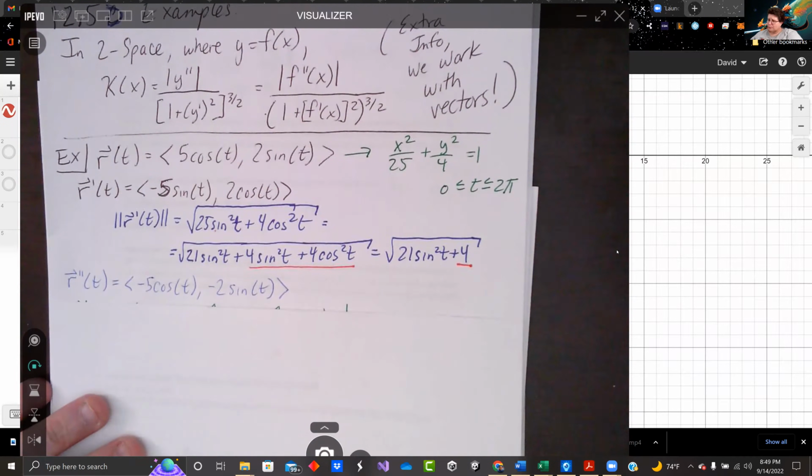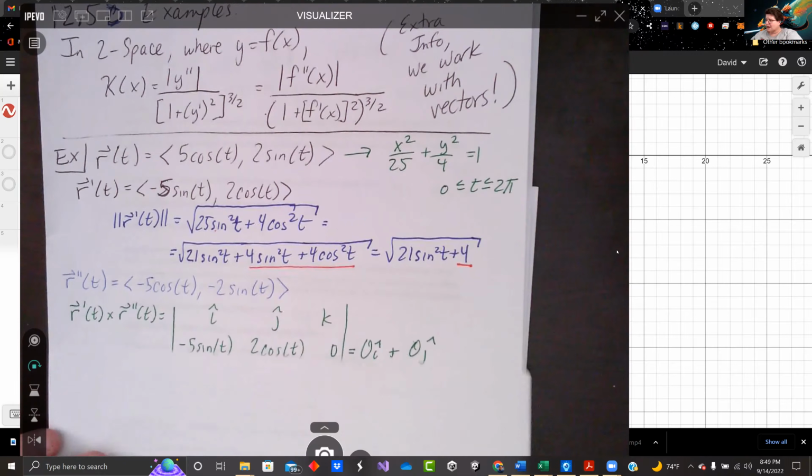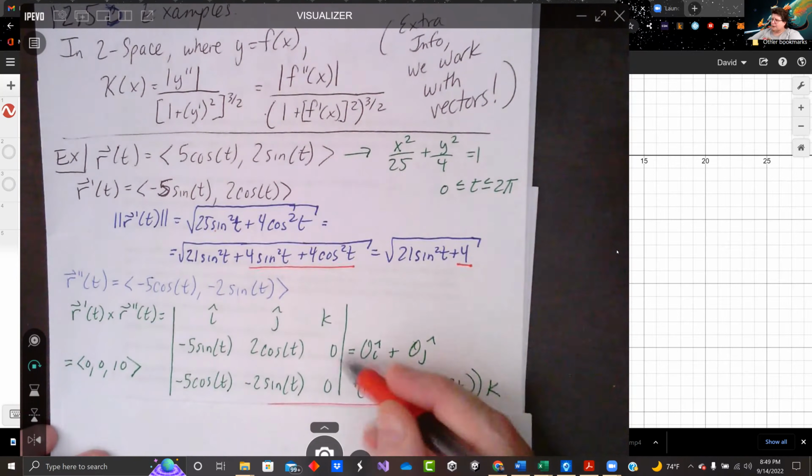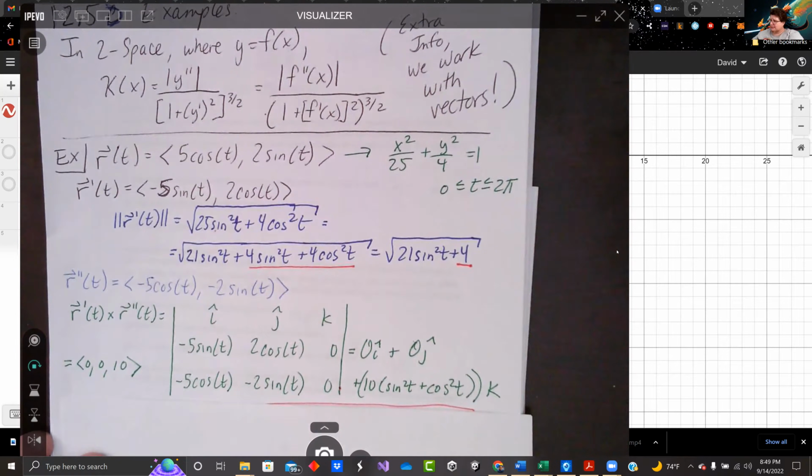Let's take a look at r double prime. We've got -5 cosine t, -2 sine t. I chose to do r prime cross r double prime for kappa here because in 2-space, when we convert it to 3, we get some 0 components to k. And that makes the cross product really easy.